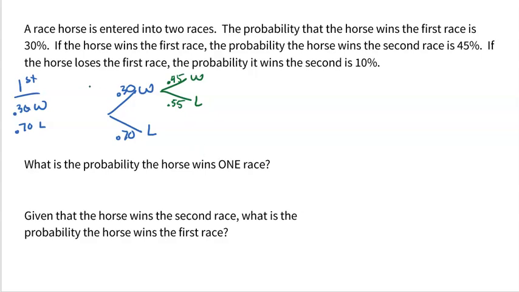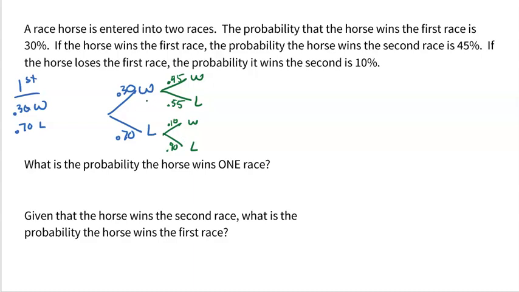All right, if the horse loses the first race, that's the 0.7 branch, he could then win or lose the second. Now, if he loses the first, the probability he wins the second is 10%. 90% chance of a loss that second time. So again, the horses are like humans, right? They got thoughts, they got feelings.